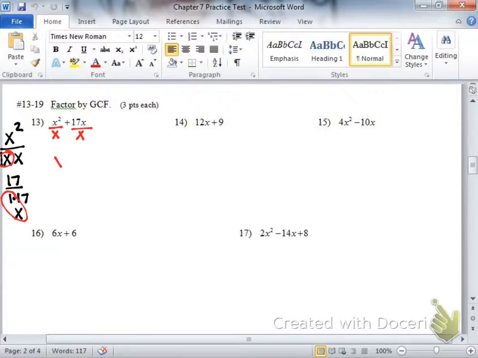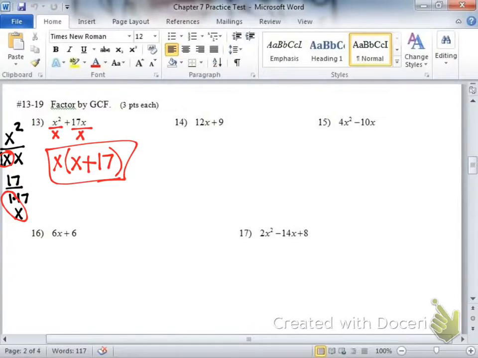So remember, when you're factoring means you're rewriting it as a multiplication problem. So we have the GCF in the front, and then we're going to divide each term by that GCF. We're going to write the leftovers in parentheses. If you have x squared and you're taking an x to the front, what do you have left? Just an x. If you have a 17x, but you're taking the x to the front, what do you have? 17. There you go.